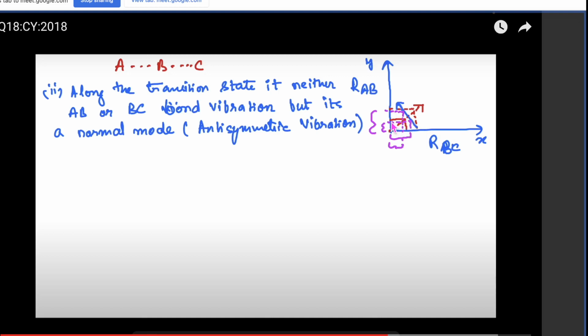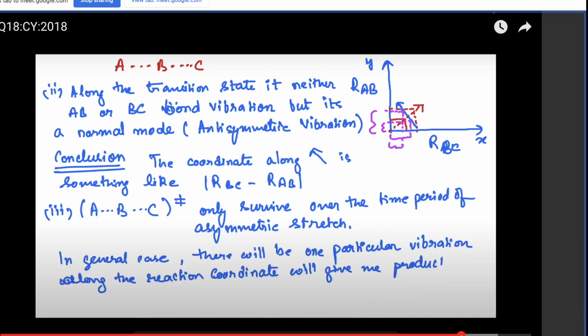This purple line that I have shown is the BC bond vibration coordinate. It gets compressed here and my AB bond gets elongated, so that the BC bond is formed and the AB bond gets broken. So we concluded that along this blue arrow I have this kind of coordinate, and this is the only vibration, the anti-symmetric vibration, which gives me the product finally.